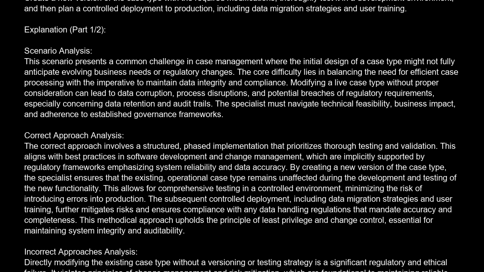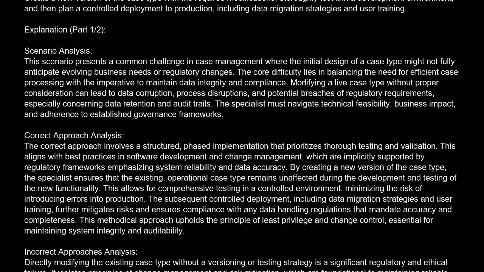Explanation. Scenario analysis. This scenario presents a common challenge in case management where the initial design of a case type might not fully anticipate evolving business needs or regulatory changes. The core difficulty lies in balancing the need for efficient case processing with the imperative to maintain data integrity and compliance. Modifying a live case type without proper consideration can lead to data corruption, process disruptions, and potential breaches of regulatory requirements, especially concerning data retention and audit trails. The specialist must navigate technical feasibility, business impact, and adherence to established governance frameworks.